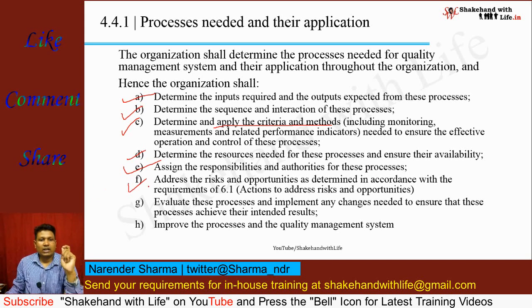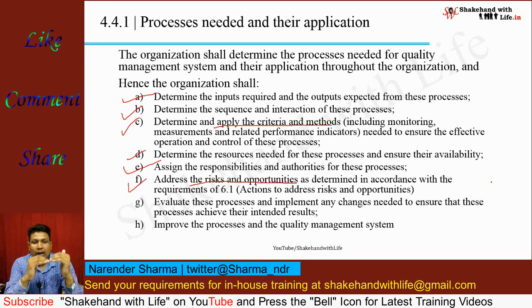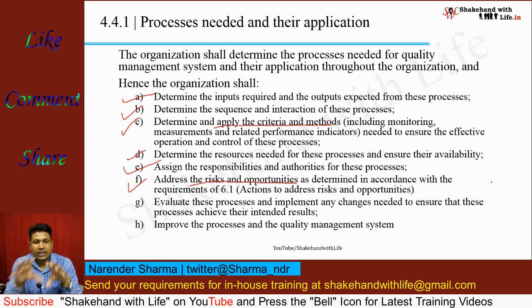Now come to F. The point F says address the risks and opportunities as determined in accordance with the requirements of 6.1. This clause I will discuss in my upcoming video, and this says what type of action is required to address the risks and opportunities in the processes. If any of the processes fail, then what could be the risk of failure, and what type of action is required to deal with the failure of any process. So this point says what type of actions are needed to address the risks and opportunities.